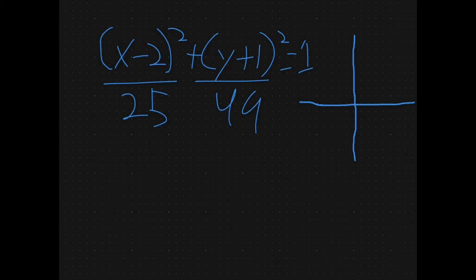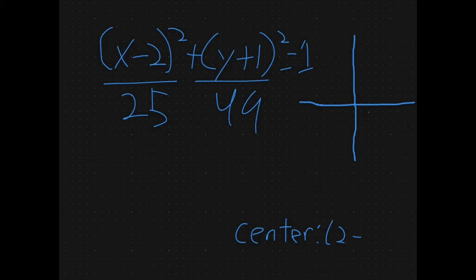Now let's start to graph our ellipse. First, we'll start with the center. The center coordinates of an ellipse are (h, k). So to find (h, k), we just look at our equation and see that h is equal to 2 and k is equal to negative 1. So the center of our ellipse is (2, negative 1).